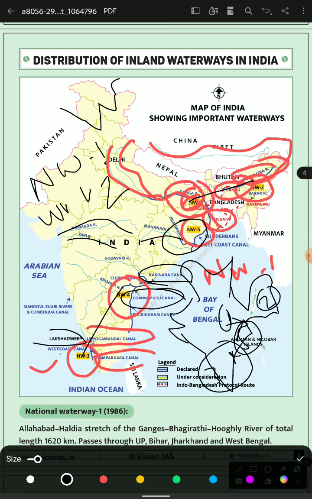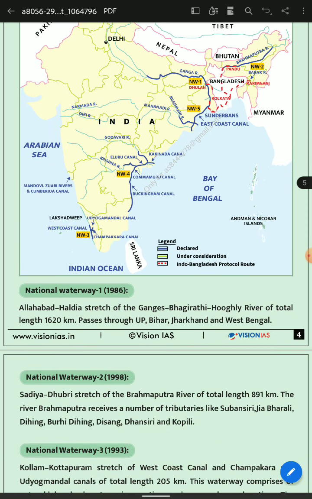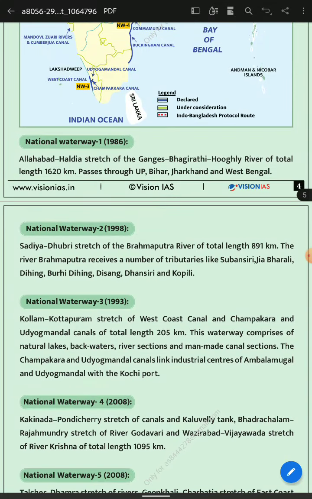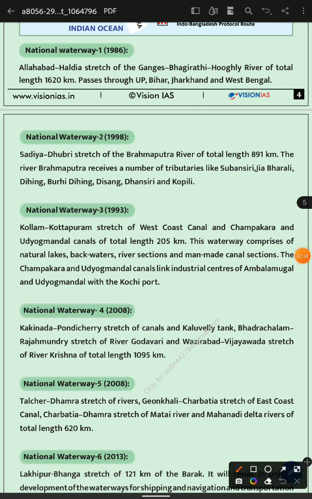You have learned declared, undeclared, and Bangladesh, and how many questions can be asked in this form. Then you moved to national waterway number 1 and number 2. National Waterway number 1 runs from Allahabad to Haldia on the Ganga and the Hooghly River, with a total length of 1620 km, passing through UP, Bihar, Jharkhand. Then you realized how many states it passes through.